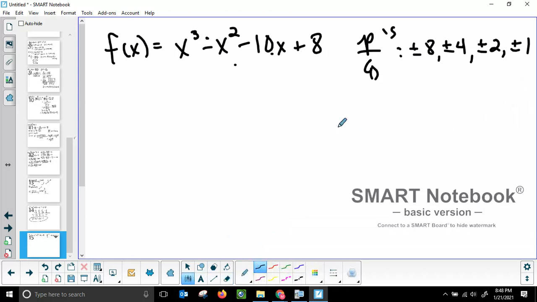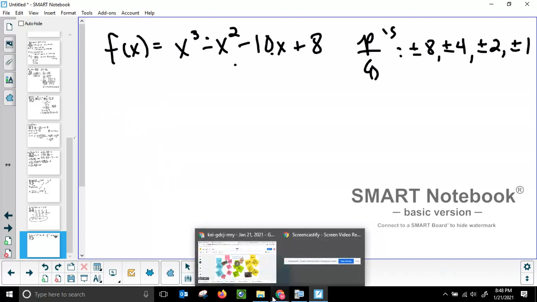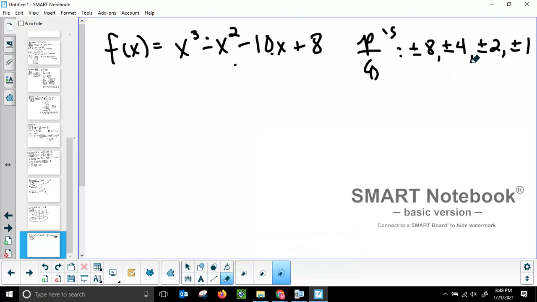Let's try negative 8. Oh, and when I did 8, I totally did not cube that. I don't think I did 4 correctly either. Okay, so 4 cubed would be 64, minus 16 is 48, minus 40 is negative 8. Ooh, that might actually work.